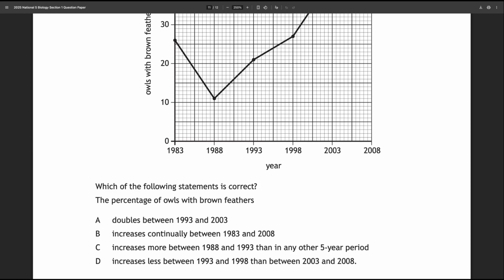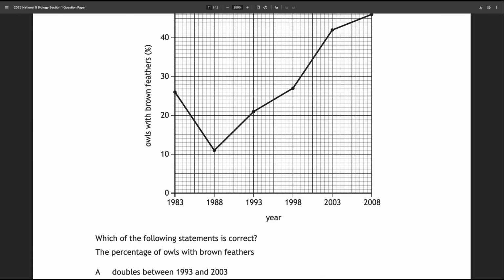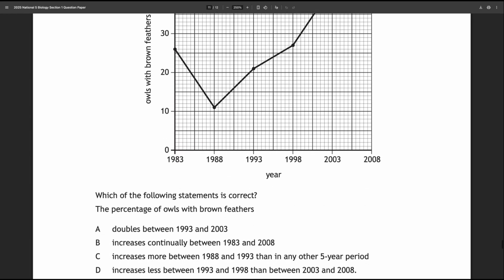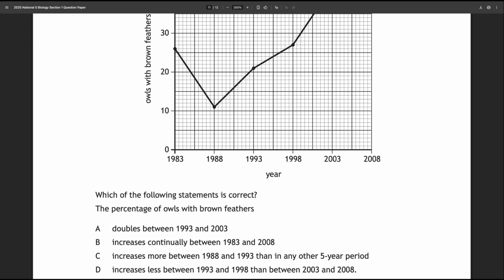So does the percentage of owls double between 1993 and 2003? Let's have a check. In 1993, it's up at 21, and in 2003, it's up at 42. Is 42 double 21? It is indeed. So we're pretty sure that's the answer, but I always tell my students to go through all the other answers and make sure that they are wrong, and you know that for sure. So does it increase continually between 83 and 2008? Well, no, we can see between 83 and 88, it actually goes down, so we can eliminate B.